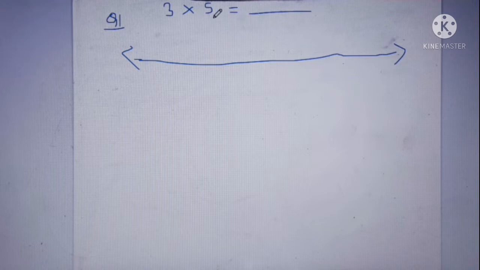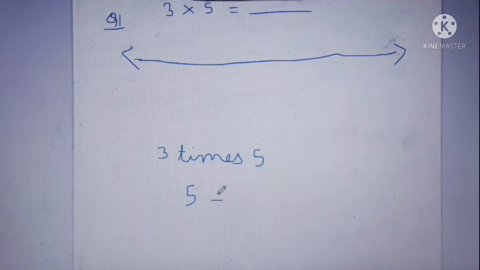So in the other way, how can we say this? 3 multiplied by 5. We can say 3 times 5. 5 is how many times? 3 times. That is 5 plus 5 plus 5. Isn't it, children? So 3 times 5. And how we are going to do it on a number line? Let's do it. We are going to mark the numbers on the number line. Keep the equal gap.